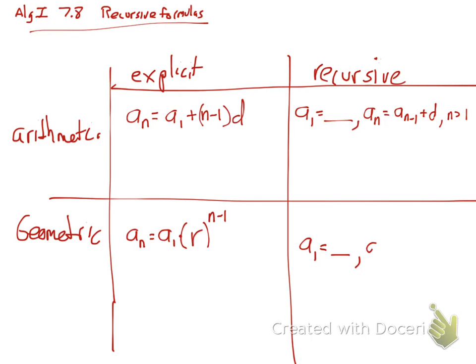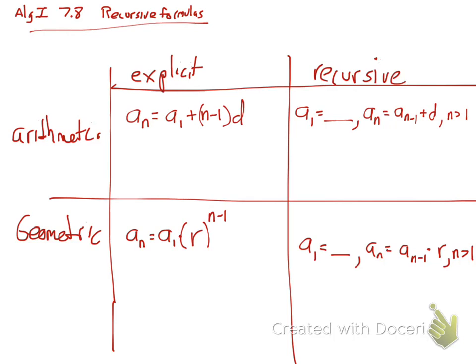You put a comma, you put a sub n, and this one, instead of adding the difference, you take the a sub n minus 1 times r, where n is greater than 1. So I take the term before it and I just multiply by that common ratio. If I'm multiplying by 5, then I take the term before it, multiply it by 5, and then get that number, multiply by 5 again to get the next number, and so on and so on. That's how these formulas work.